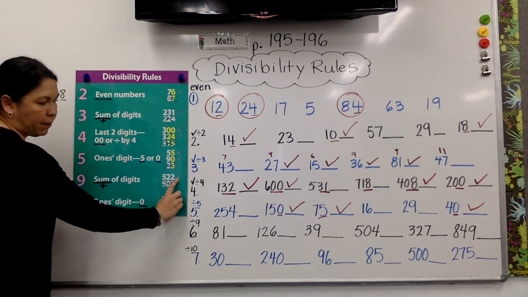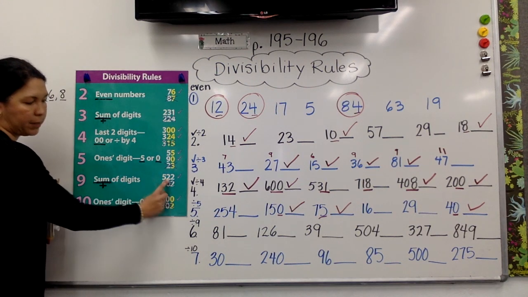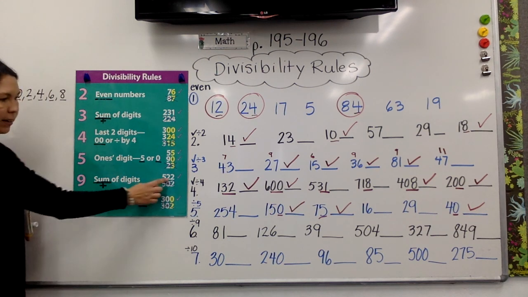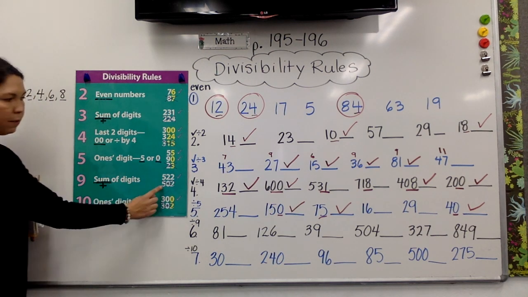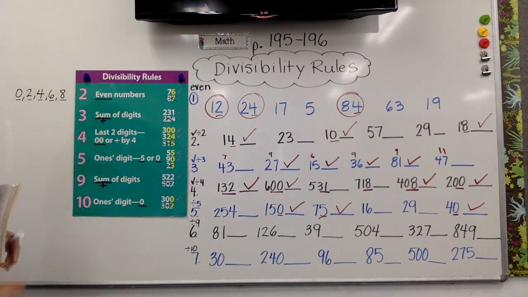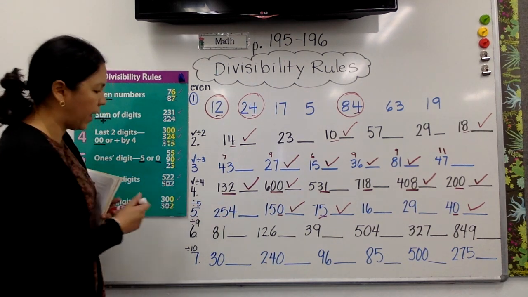So let's add up 522. 5 plus 2 is 7. 7 plus 2 is 9. Well, 9 can go into 9, so check. 5 plus 2 is 7. 9 can't go into 7. That won't work.